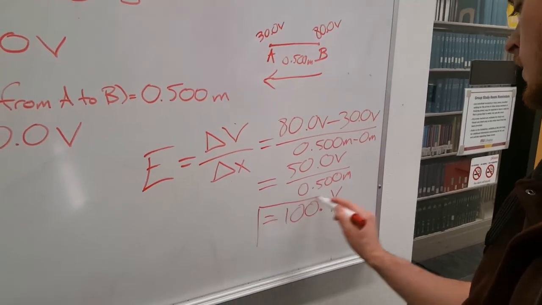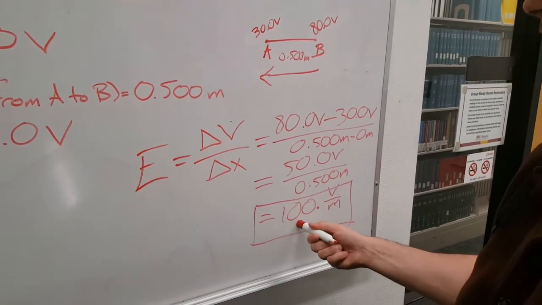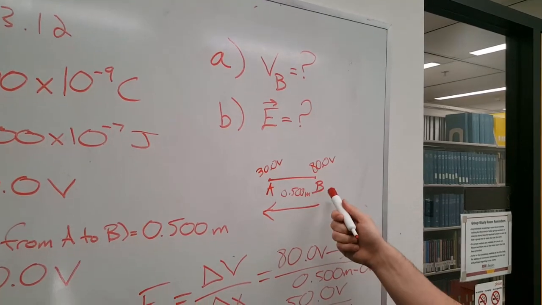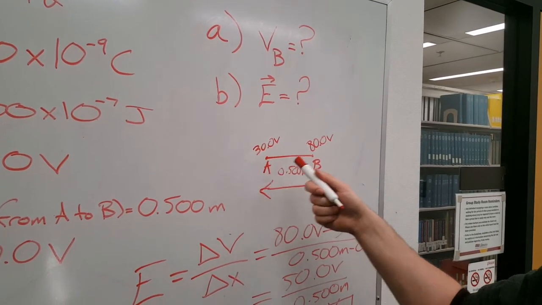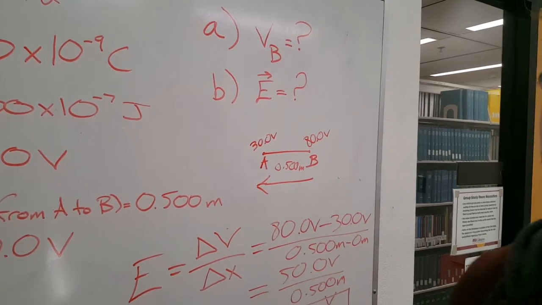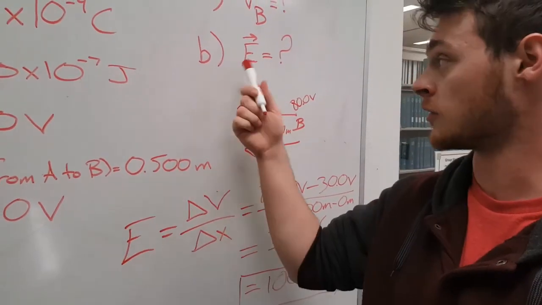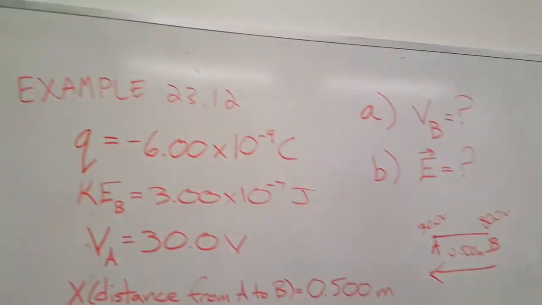So we have our magnitude for our electric field, and our direction being from B to A, or in this problem, left, since it tells us that we moved from A to the right towards B. So we found our magnitude and our direction for part B of the problem, and we've completed example 23.12.